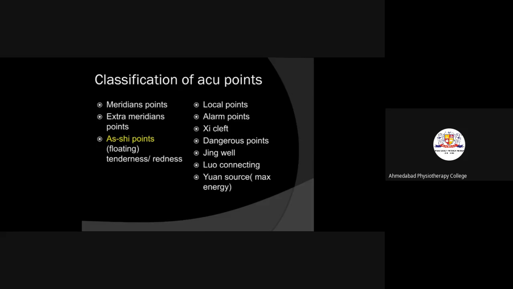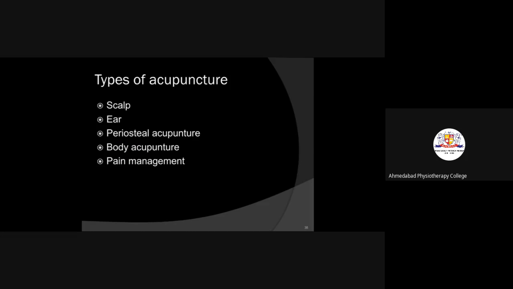Now, there is a classification of acupuncture points. One of the points are the SC points, that is floating tenderness points, and these are our trigger points. So there is a similarity of points. What we are doing is physically doing the physical examination. Here we are finding the trigger points, and then we are treating those trigger points. This is a type of acupuncture, whereas in dry needling there are no such types.